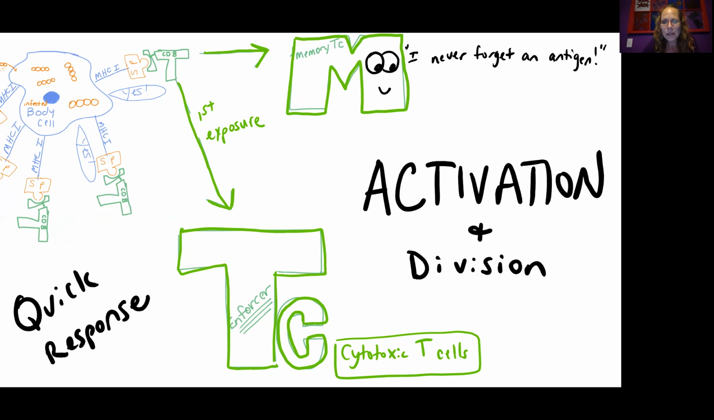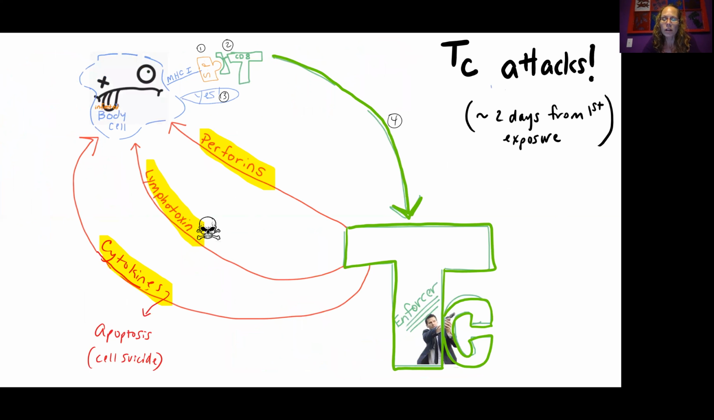The memory T cells are not doing anything on this first exposure, but they are going to be present so that the next time you see that antigen, you are ready to have a quicker response than you do that first time. Our cytotoxic T cells are going to be doing a variety of attacks.